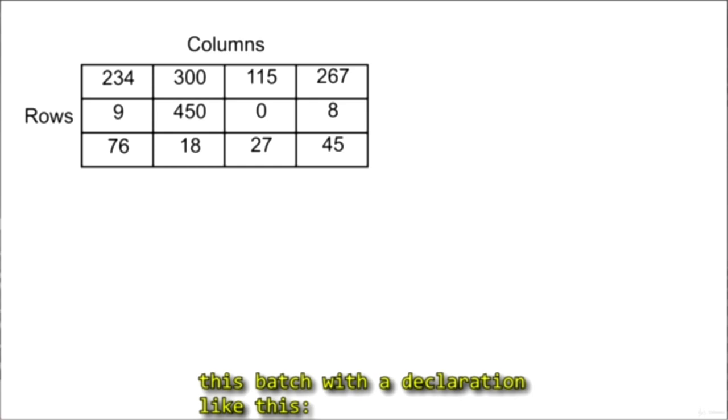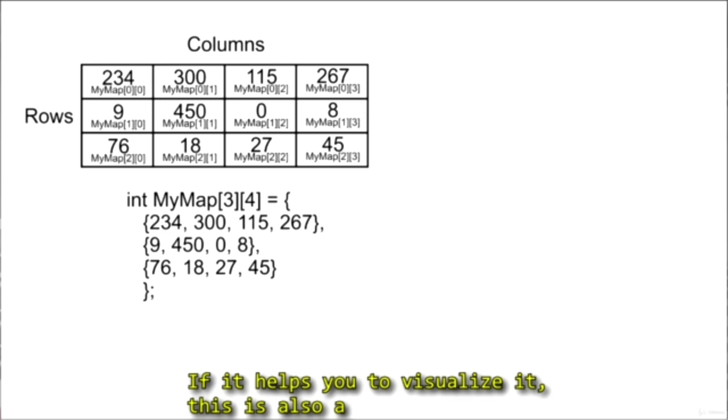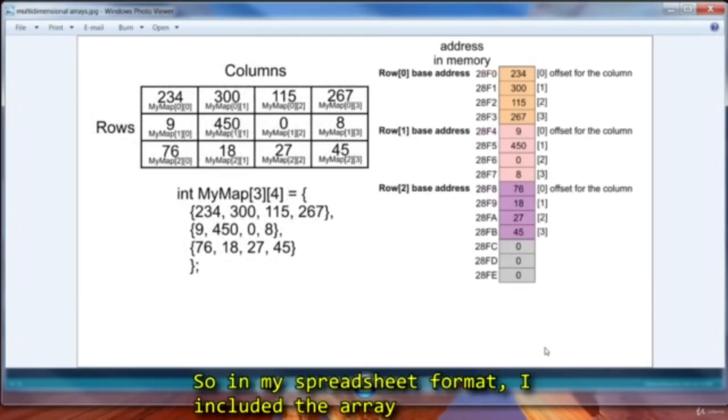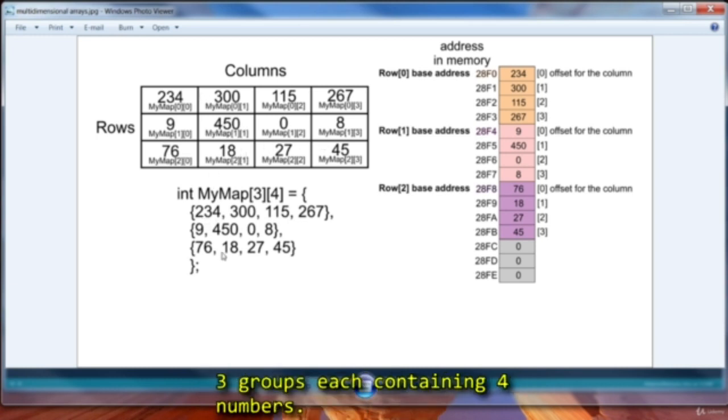I can create this batch with a declaration like this. If it helps you to visualize it, this is also a valid way of writing that same code. So in my spreadsheet format, I included the array index of each element. Just remember they are 0 indexed. So I declared 3 rows and 4 columns. I have 3 groups, each containing 4 numbers.